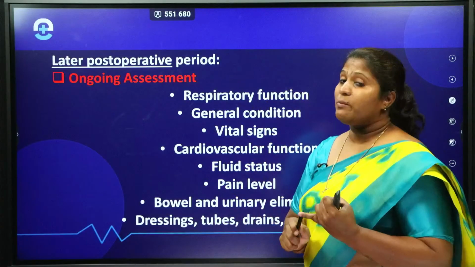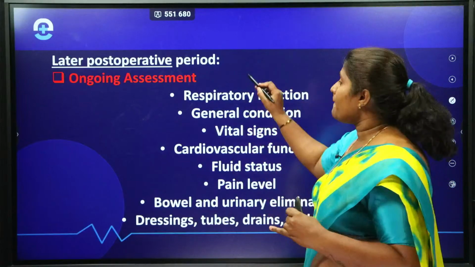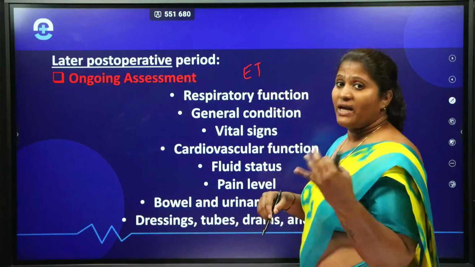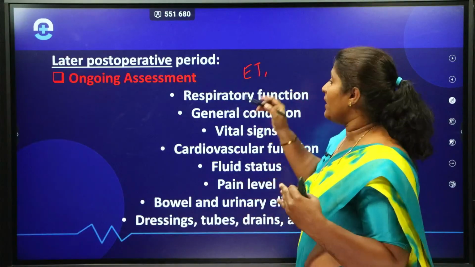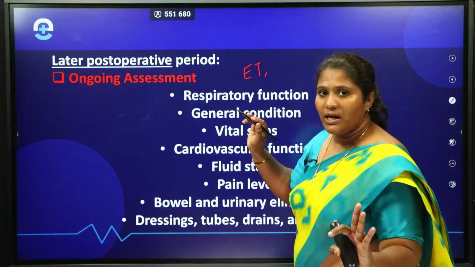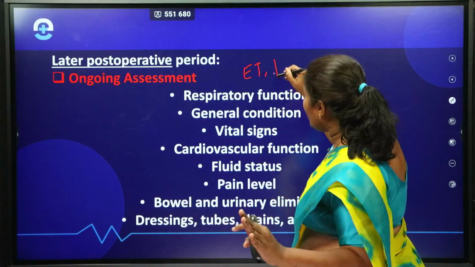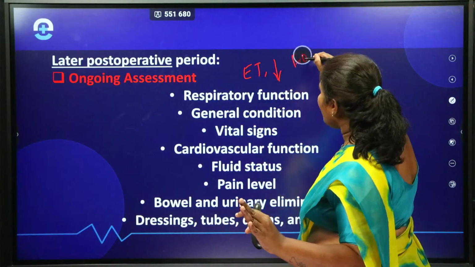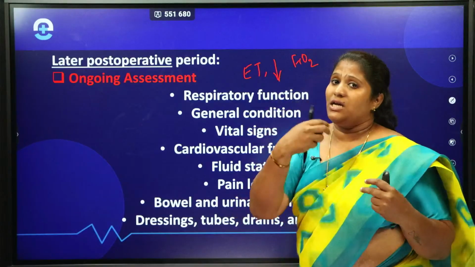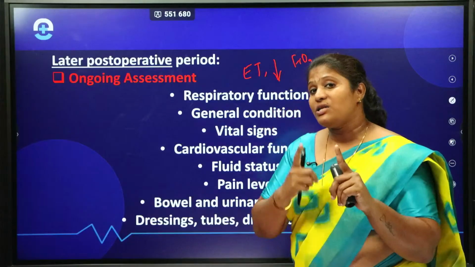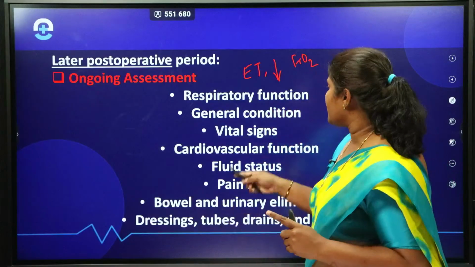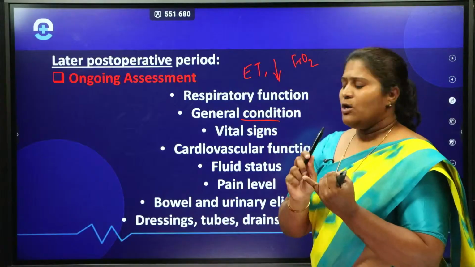Respiratory function, you need to check. If the doctor says the ET tube has to be extubated, immediately you need to start with extubation. Okay, you don't directly take out the ET tube; you need to reduce the FiO2 and start to extubate the ET tube. Then you need to give CPAP, or according to the patient's condition you need to give respiratory support. Then general condition as usual, wound care.